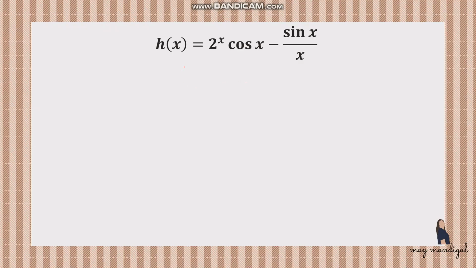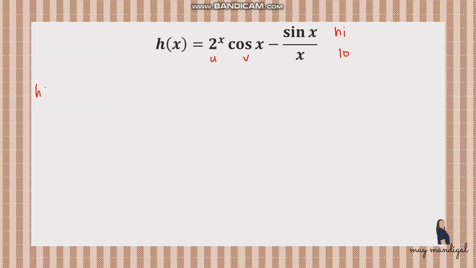Let's have another example. H of x equals 2 raised to x cosine of x minus sine of x over x. So with this example, as you can see the two terms, we can just simply solve for the derivatives. You have to apply the product rule for the first one and the quotient rule for the second one. So let's do it. So this one is u, this one is v. This is our high, this is our low. So again, we will be applying the product rule and the quotient rule simultaneously.